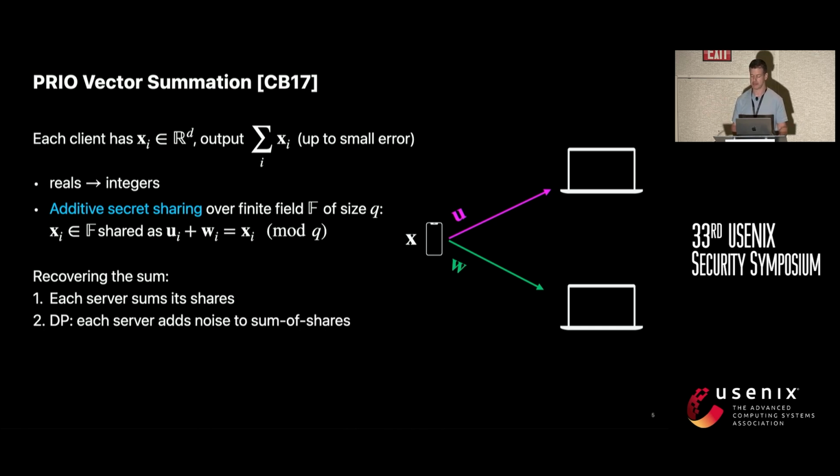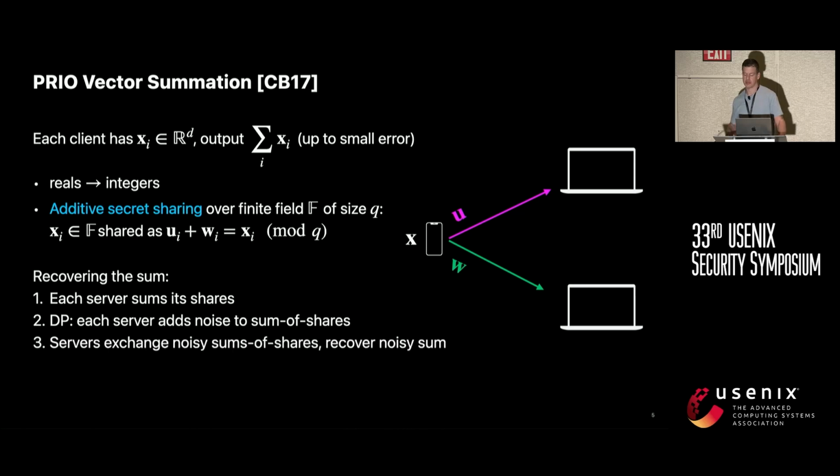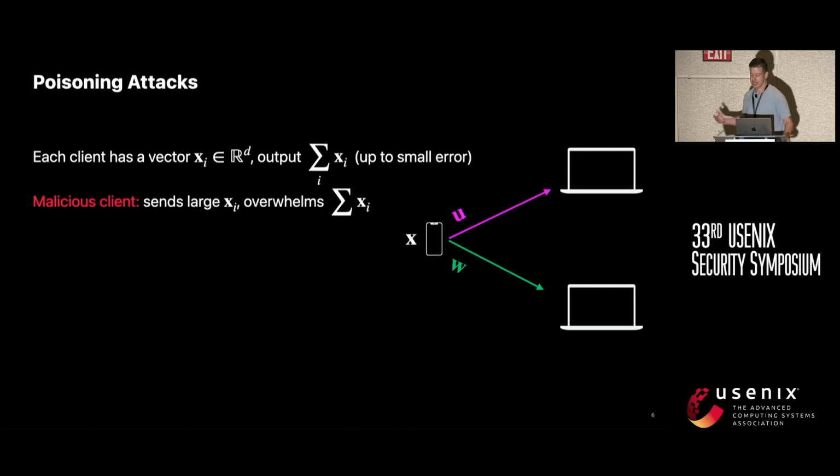Since we want differential privacy, each server adds a little bit of noise to its sum of shares, and now the servers can exchange their noisy sums, recover the noisy sum of all the client contributions, and that's a good approximation to the sum of the vectors. And addition here is being done coordinate-wise. Everything is done coordinate-wise. Okay, so that's a really nice protocol.